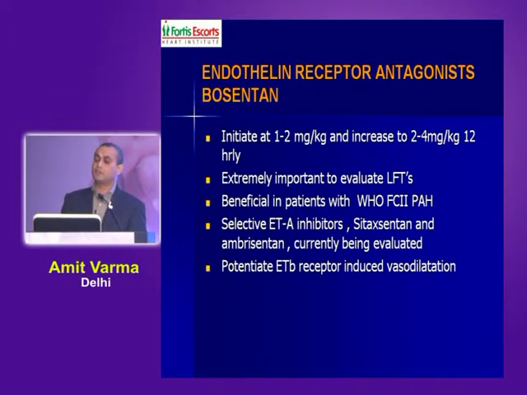Bosentan is something that we are using, again, very routinely in our ICU. We initiate it at 1 to 2 milligrams per kilo, then increase it to 2 to 4 milligrams per kilo. It's extremely important in these patients to evaluate the LFTs. Why we have been using this is that we believe that it actually has been helping in entities which require ETB receptor-induced vasodilatation. This is something that we are in the midst of, a small trial which we hope to bring out later this year, which will talk to you a bit more about the data that we've published.